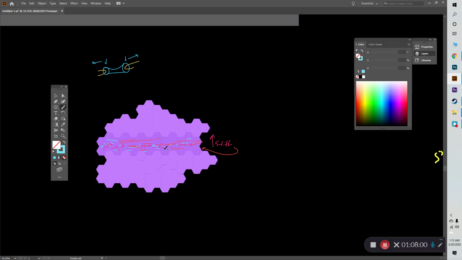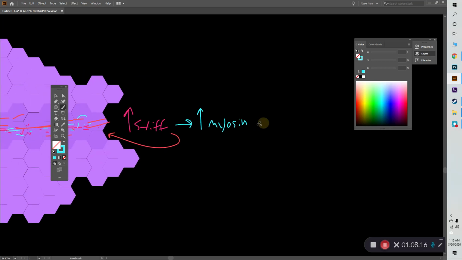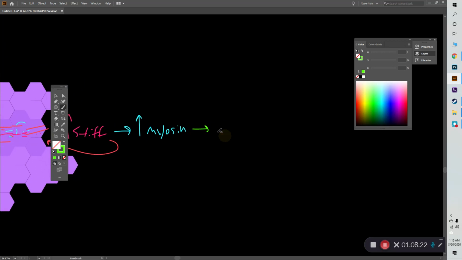So it's this balance of force. And when we have high stiffness, we have high myosin accumulation. So let me just write that. High stiffness equals high myosin. Okay? Which regulates, and high myosin means furrow formation. We'll just leave it at that.